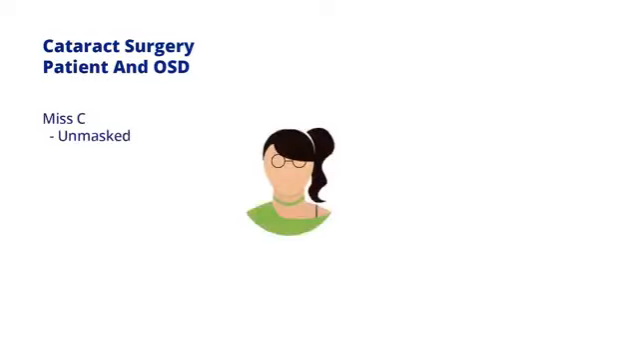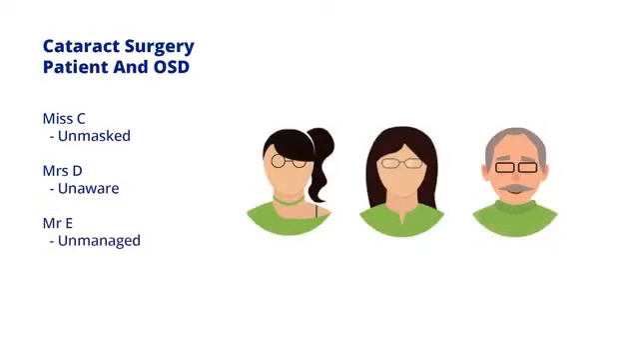So here are the three patients that I saw: Miss C, Mrs. D, and Mr. E. Miss C's ocular surface disease was unmasked by the cataract surgery. Mrs. D didn't know she even had ocular surface disease. And Mr. E did have ocular surface disease, but it wasn't managed very well. So all of these patients required decision-making prior to their cataract surgery in regards to their ocular surface disease. And how do you approach it?